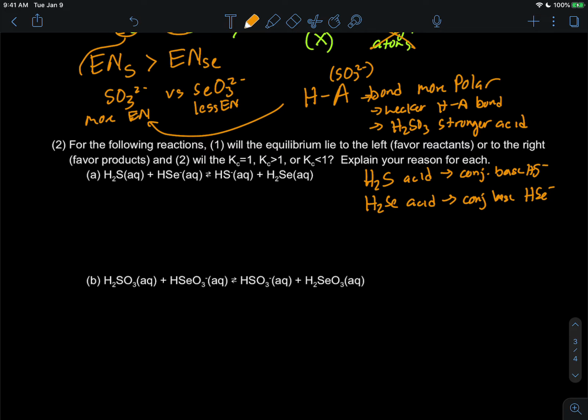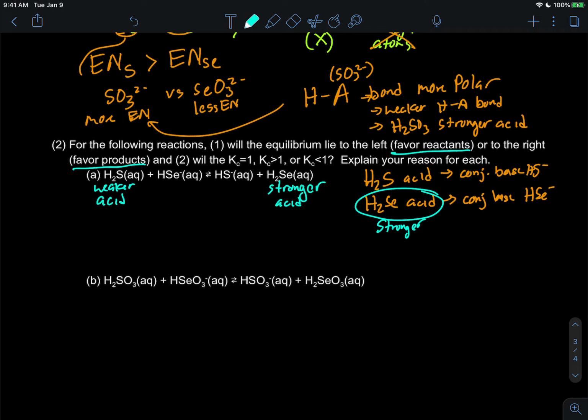Now we look at these and we think, okay, we know the relative strengths of these. We know that our H2Se is the stronger acid. So let's go ahead and label that under here. That is our stronger acid, and this is our weaker acid. And what we're trying to do is identify, are we going to have more reactants at equilibrium, or are we going to have more products at equilibrium?